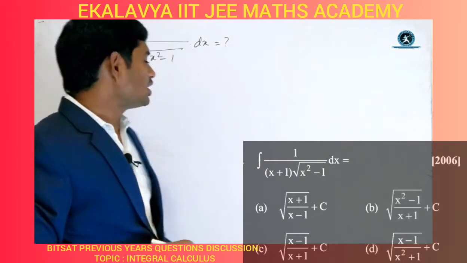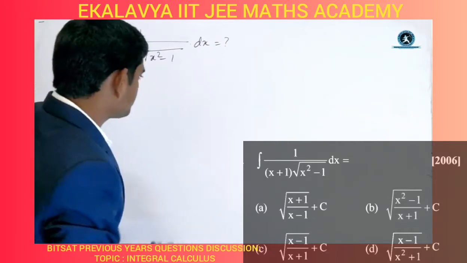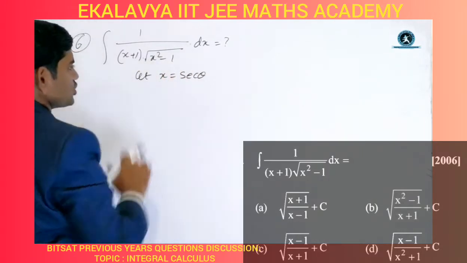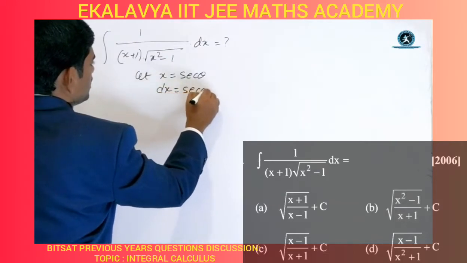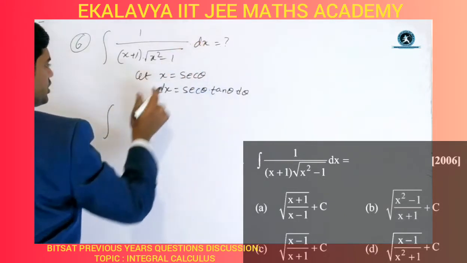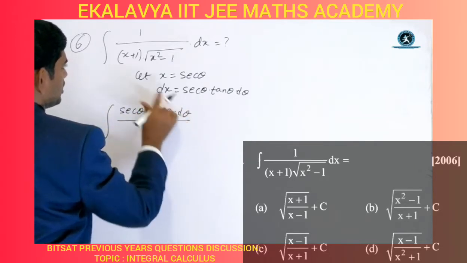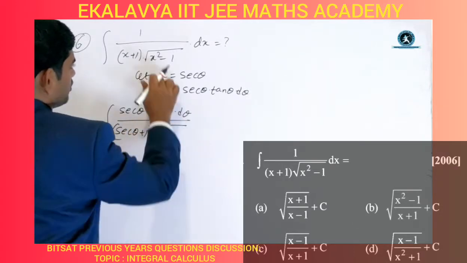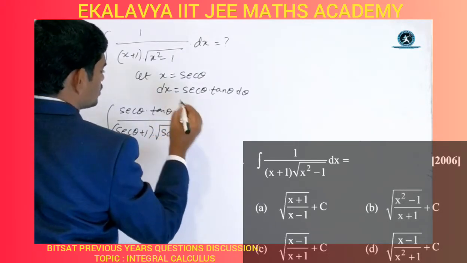Next question is integration of 1 by (x plus 1) into root of x square minus 1 dx is equal to dash. So now I am taking x is equal to secant theta. If we differentiate on both sides with respect to x, then we get dx is equal to secant theta into tan theta into d theta. Now in this integral we can replace dx with secant theta into tan theta into d theta upon x plus 1. X plus 1 means secant theta plus 1, into square root of secant square theta minus 1.